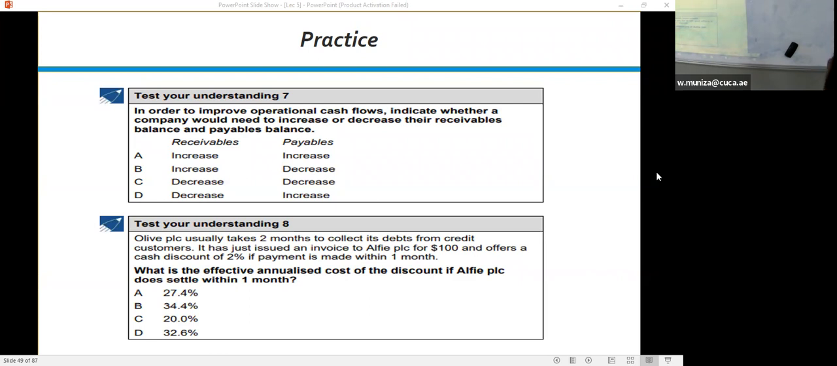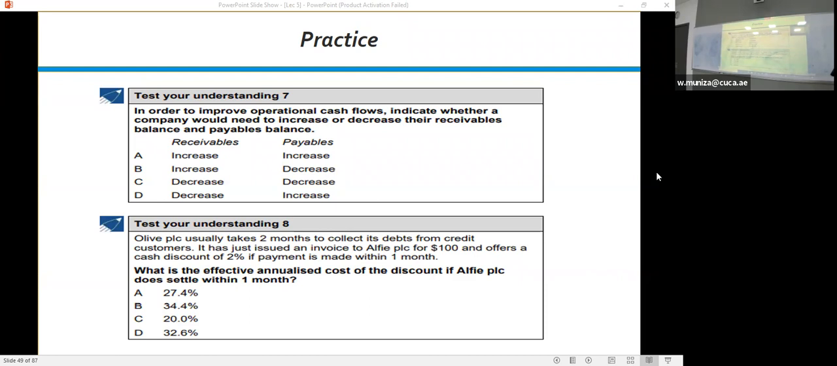What do you think, Atif? If we are going to decrease the receivables, are our cash flows going to be good ones? Yes, it will be liquid, right? And what about the payables? Increase the payables, decrease the receivables. Yes. So which option is the right one? Option D. Okay.